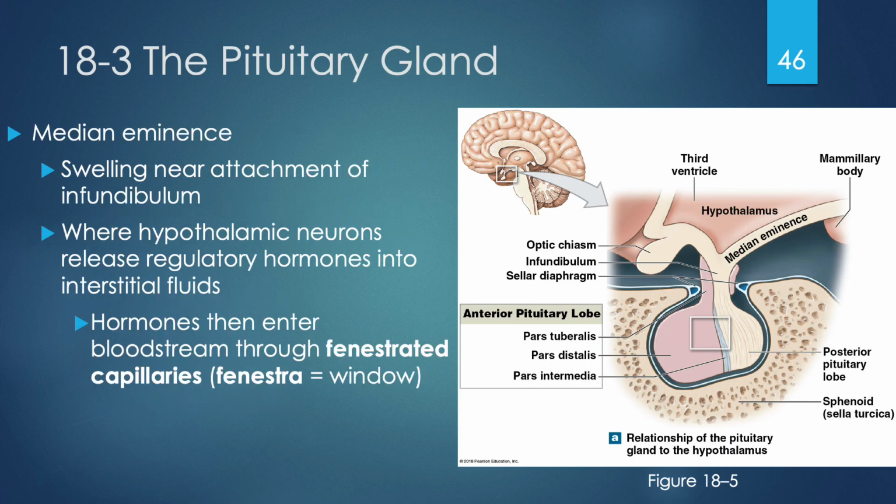If you look at figure 18.5 again, just superior to the infundibulum, you'll see a tan area that's labeled the median eminence. This is a swelling near the attachment of the infundibulum, and this is where the hypothalamic neurons release their hormones into the interstitial fluid. At this point, the hormones from the hypothalamus can enter the bloodstream through capillaries in the pituitary gland. These are fenestrated capillaries, and fenestra is Latin for window.